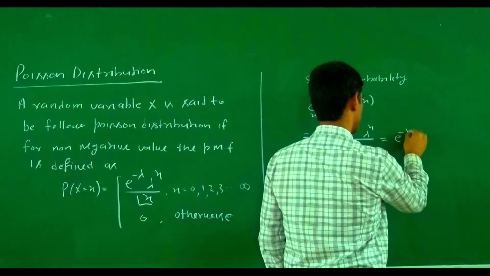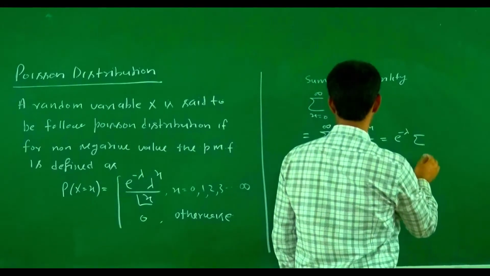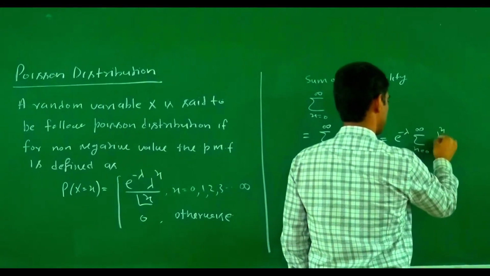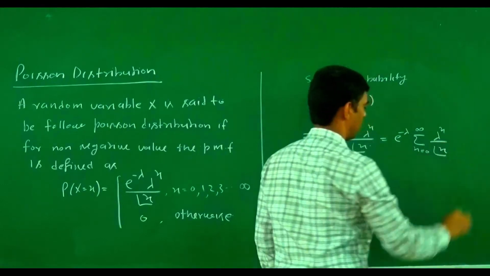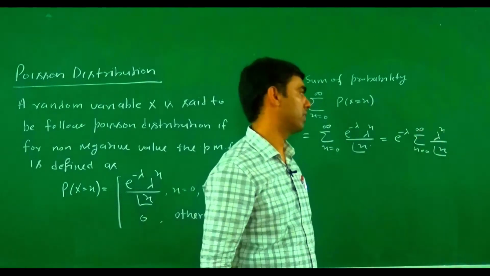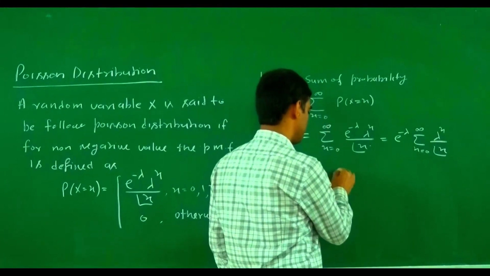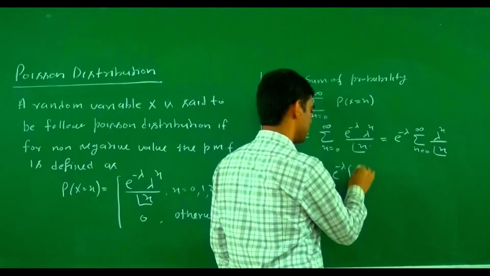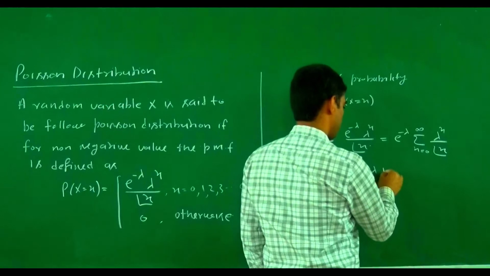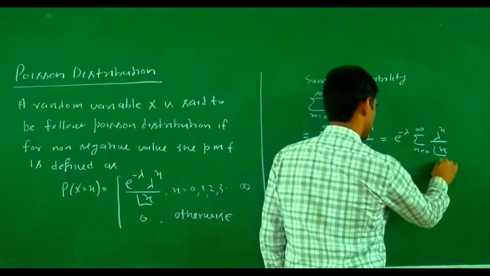So this becomes e to power minus lambda summation x equal 0 to infinite lambda to power x upon factorial x, and you know that this one is an expansion of e to power lambda. Or you may write this one in this way: e to power minus lambda inside 1 plus lambda square upon factorial 2 up to infinite number of terms.